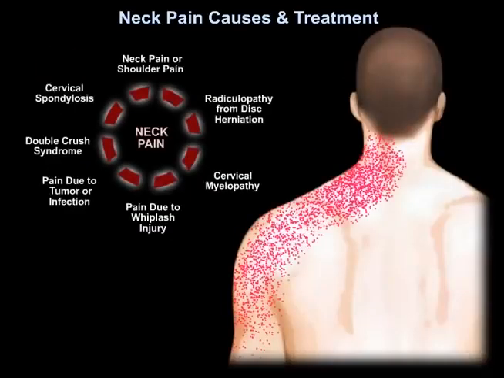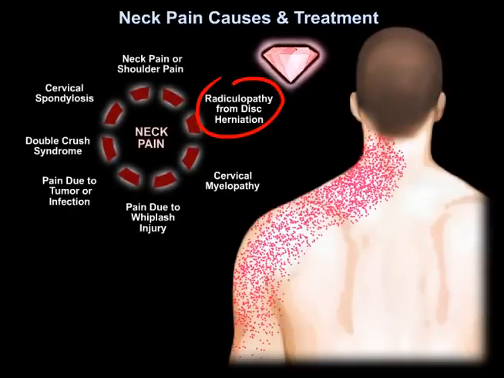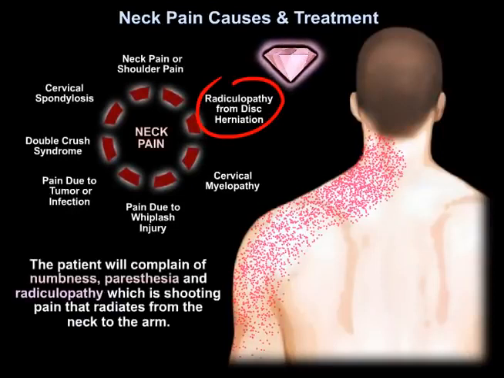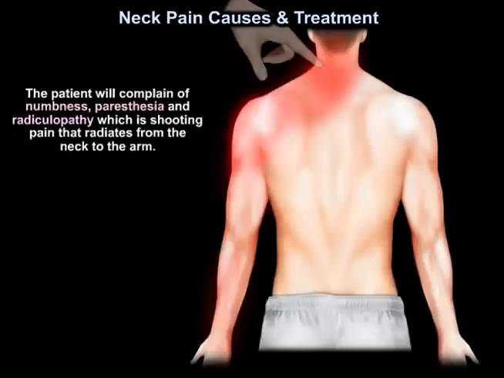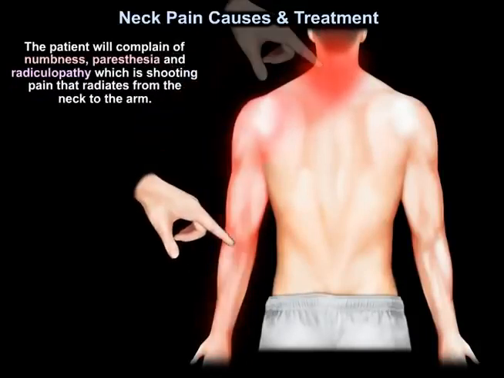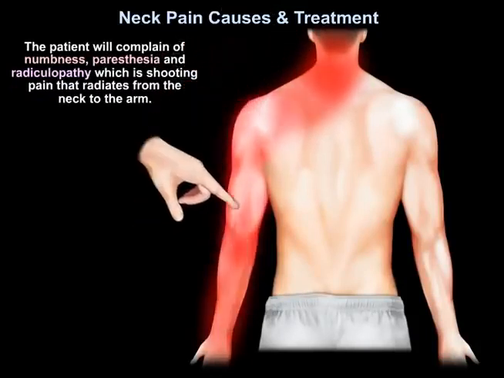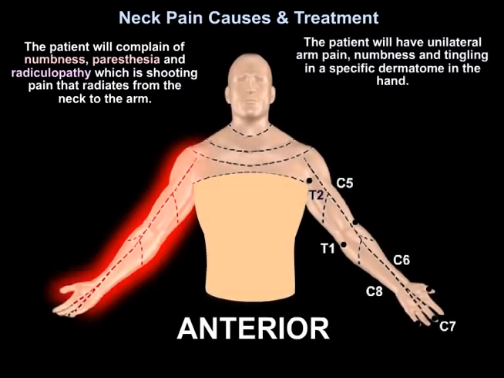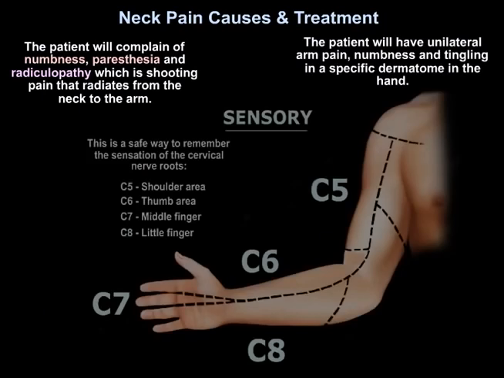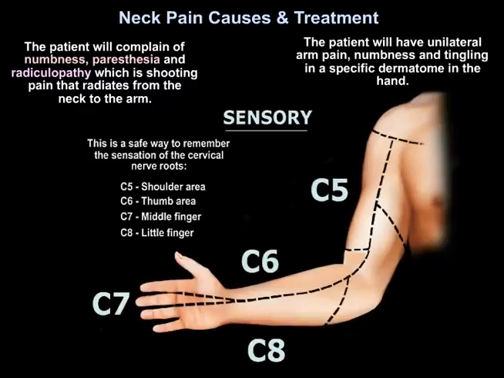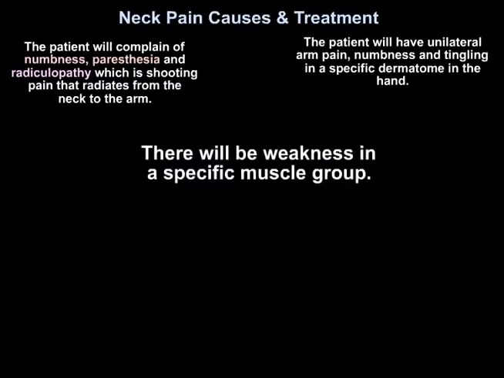An important cause of neck pain is disc herniation. The patient will complain of numbness, paresthesia, radiculopathy, which is shooting pain that radiates from the neck to the arm. So the patient will have unilateral arm pain, numbness, tingling in a specific dermatome in the hand, as you see here in this diagram, and weakness in a specific muscle group.